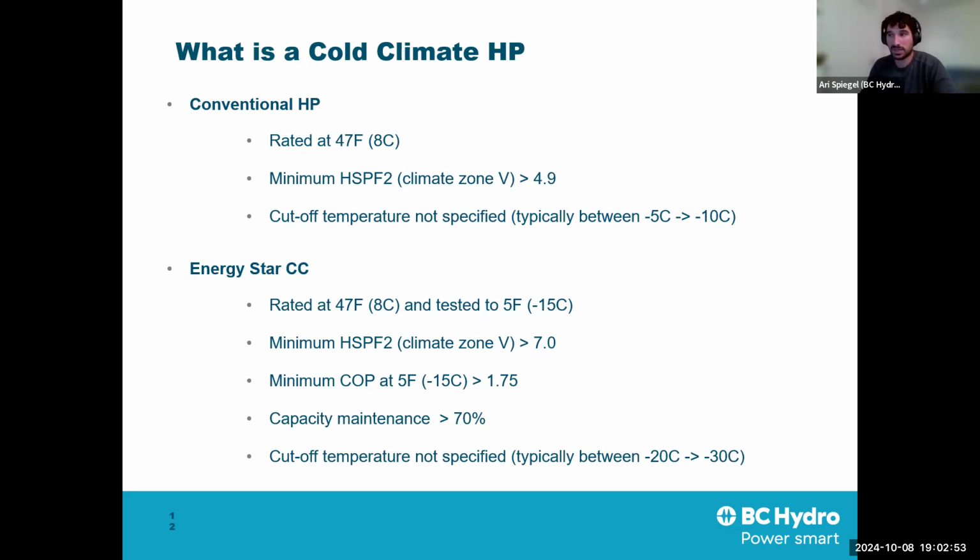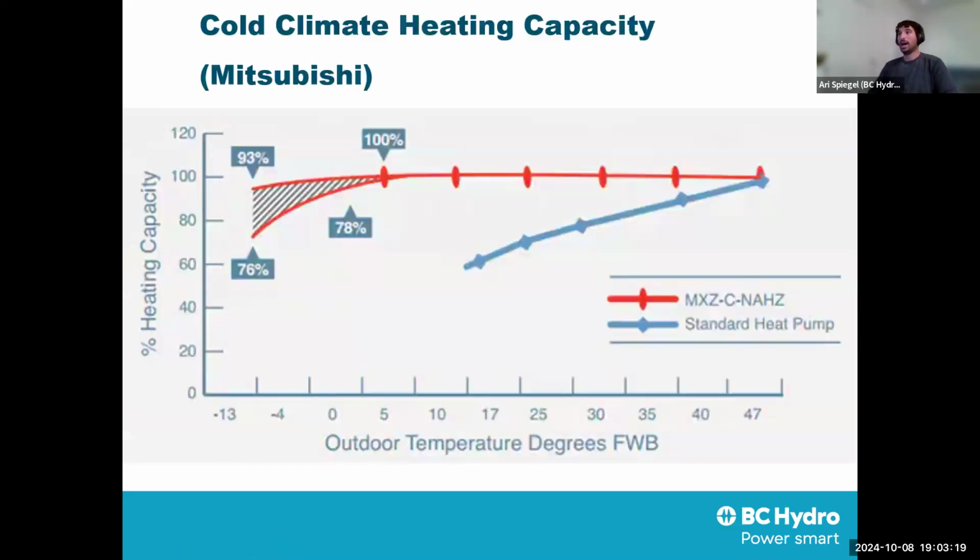It has to have a minimum COP, that minimum coefficient of performance, of 1.75 at -15 Celsius, and be able to maintain at a minimum 70% of its rated capacity. The cutoff temperature for these units, again, isn't specified, but is typically between -20 and -30. So it's a much more robust unit that would be much more reliable in cold conditions.